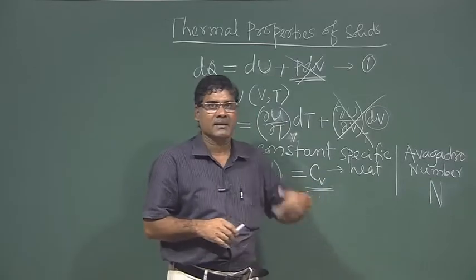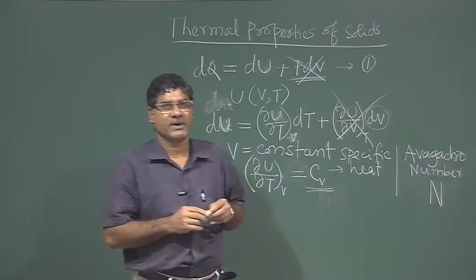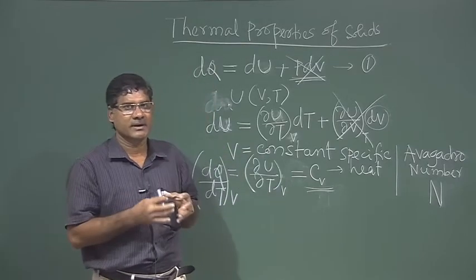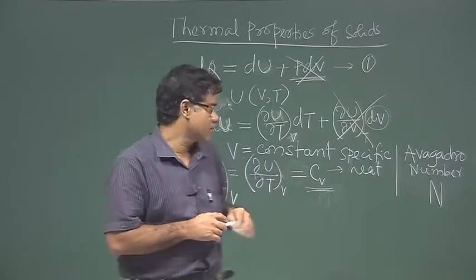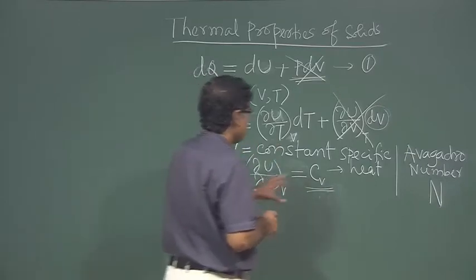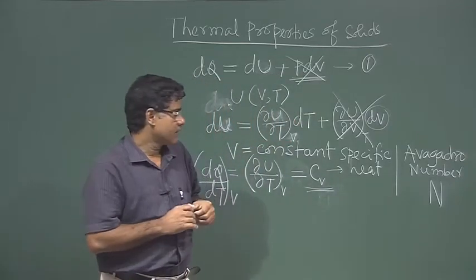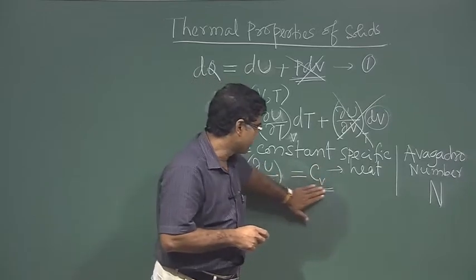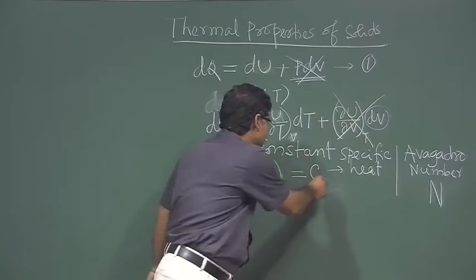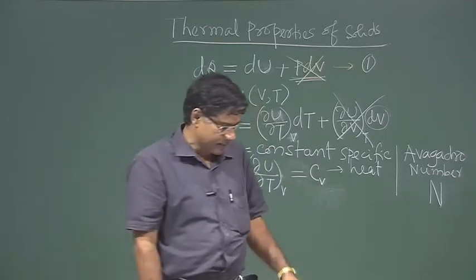Another parameter, Cp, is there, which is at constant pressure. But in case of a solid, there is not much difference between Cp and Cv. We will treat both as similar; a slight difference will be there, but it is not much. That is why we will just deal with this Cv.